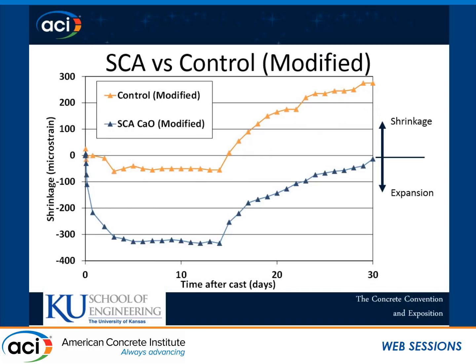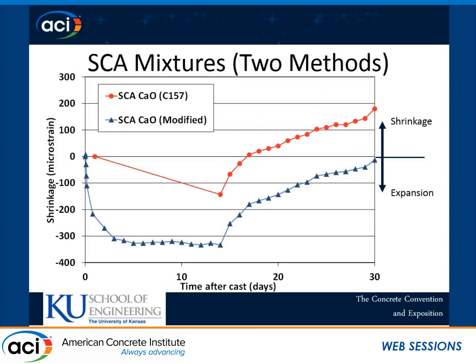However, later on, we adopted this modified method, and here we can see that by demolding early, we observed 300 more microstrains of expansion on the mixtures containing SCA. When we put the results for the SCA mixture using both methods together, we can see that by demolding at 5.5 hours instead of 24 hours, we captured almost 200 more microstrains of expansion.